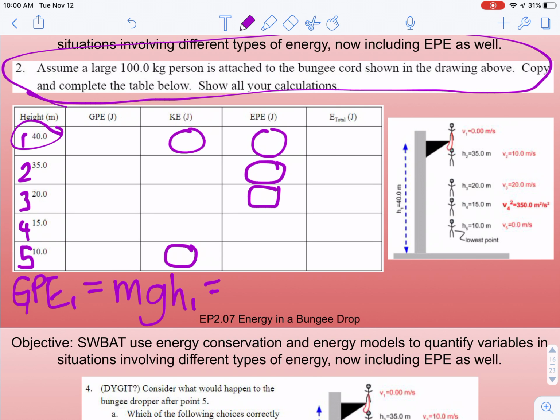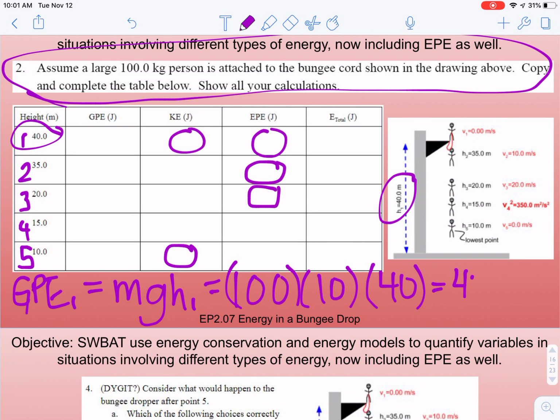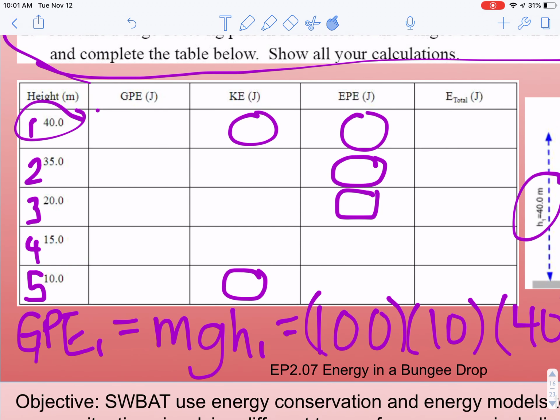So H1 is 40. We've got a 100 kilogram person, so mass is 100. We're going to forget about sig figs today. G is always 10 when we're on Earth, which we always are. H1 is 40. So that means we've got 40,000 joules. I'm going to put that right here. And then boom, we've got E total 40,000.